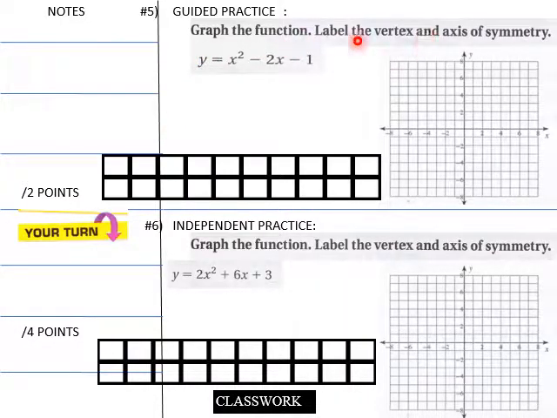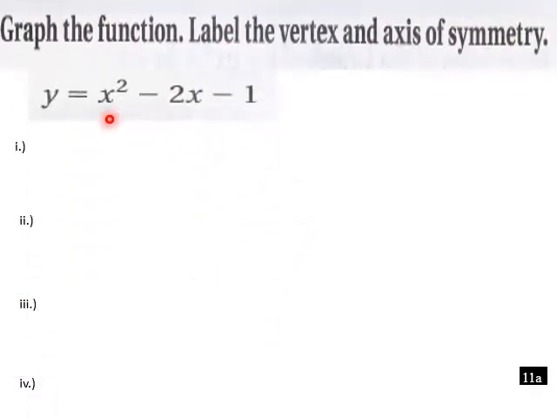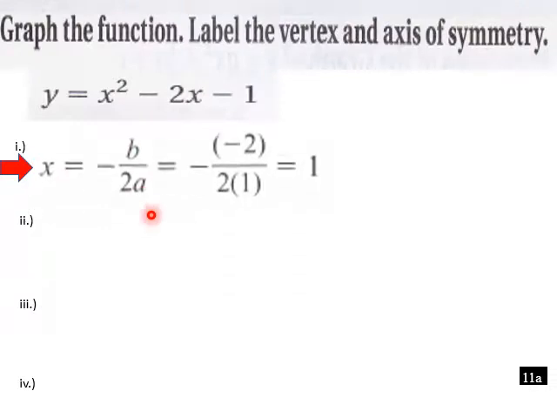Okay, graph the function, and label the vertex and axis of symmetry. For this one, students, this is yours down here. So let's go ahead and graph this one. Students, this is on you. We're going to graph this now. Graph the function, label the vertex and the axis of symmetry. We have our quadratic there.